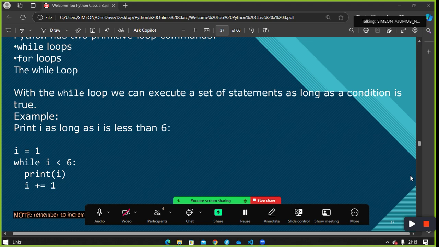Now I want to say something. Apart from having increment or break, do you know we have something again called continue? Continue. What do you think continue can do?